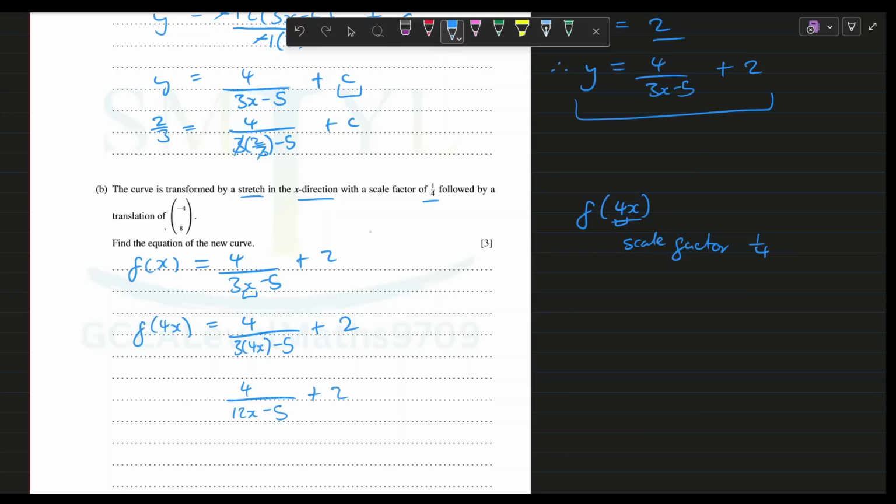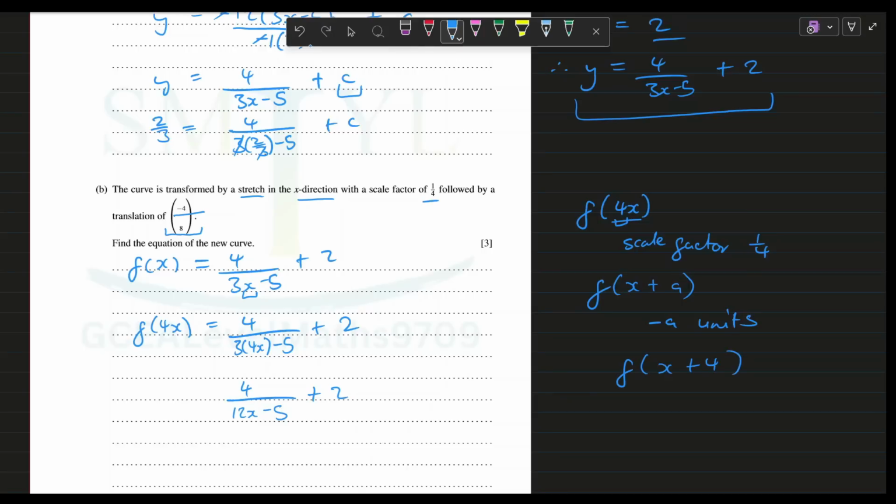And then we've got some translations here. We've got first the translation in the x-axis. So translation in the x-axis, remember in general, is written in the form f of x plus a. So this would be translation in the x by negative a units. Here we want to translate by -4 units, so we can write that as f of x plus 4.